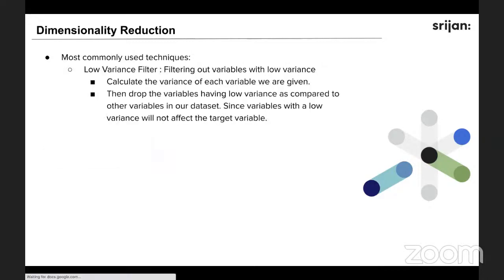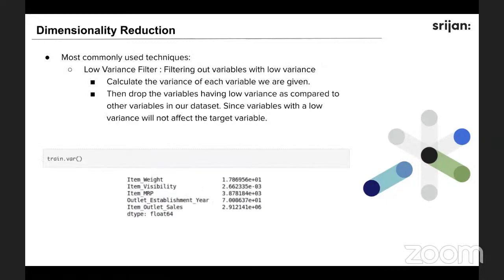So low variance filter is basically calculating variance for each of the variables that you have, and then filtering on the basis of the variance. You can sort your data set based on variance, and then filter out whatever has only a little bit of variance.